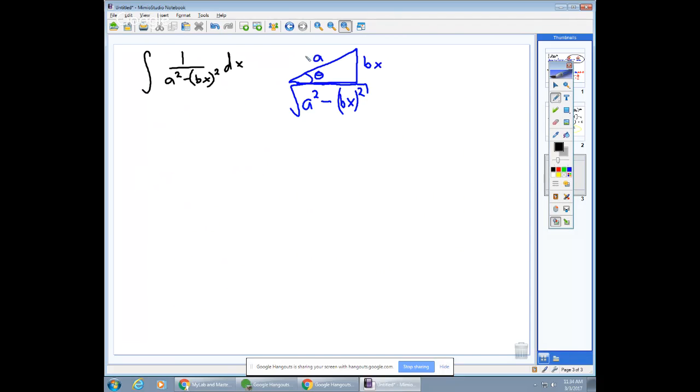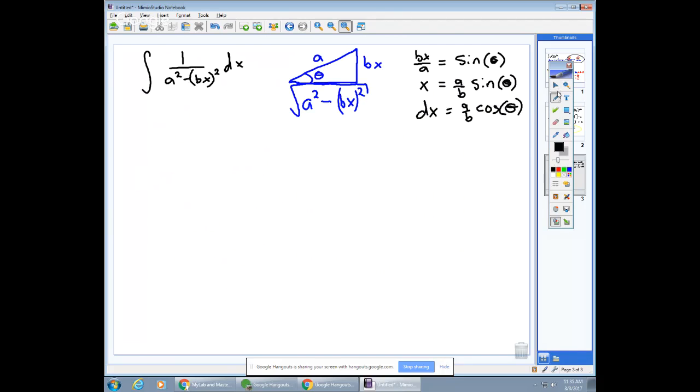So sine is opposite over hypotenuse, so bx over a is equal to the sine of theta. To get the x alone, do I want to get the x alone or leave it there? I think I want to get it alone because I need a dx. So x would be equal to a over b times the sine of theta. And then differentiating, I get dx is a over b times the cosine of theta.